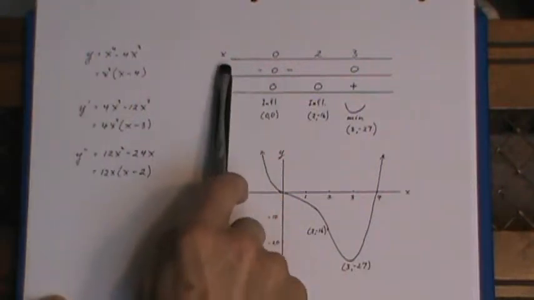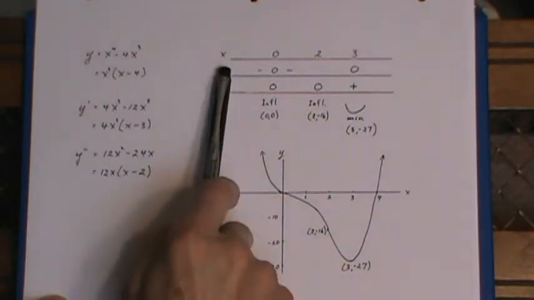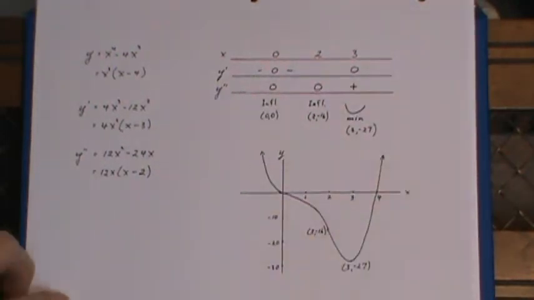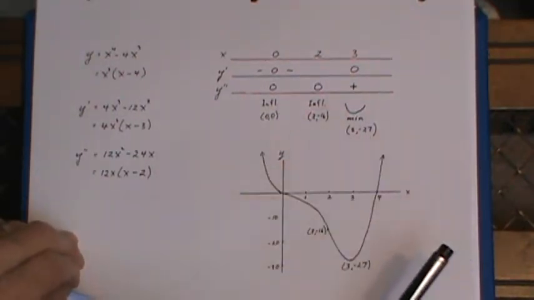I don't usually list the y values here because I want to keep this as simple as possible. I just want to look at the first derivative and the second derivative when I'm doing this analysis. The y values will show up down here when I write these particular points.